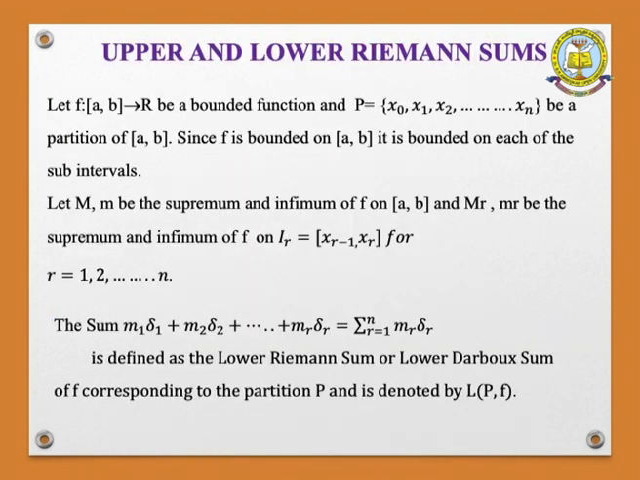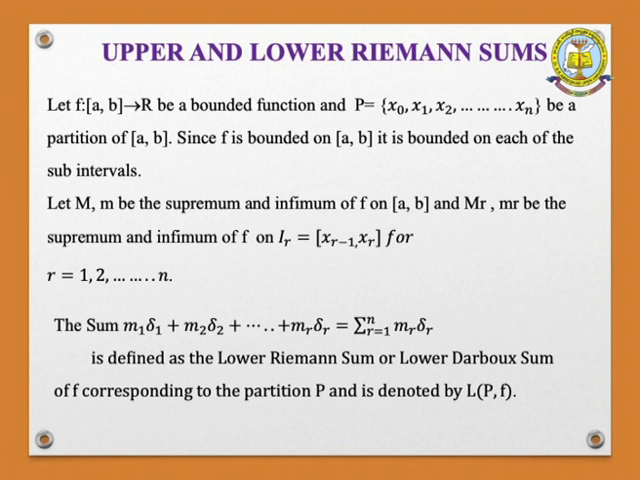Suppose f is any bounded function on a closed interval [a, b]. Then it is bounded on each of its subintervals [x1, x2], [x2, x3], and so on up to [xn minus 1, xn], or in fact it is bounded on the general rth subinterval [xr minus 1, xr] for r equal to 1 to n.